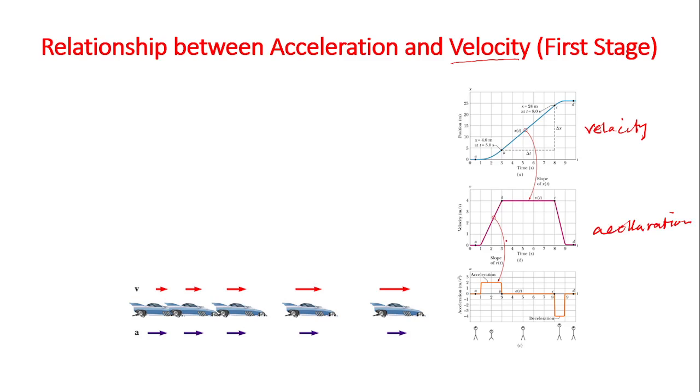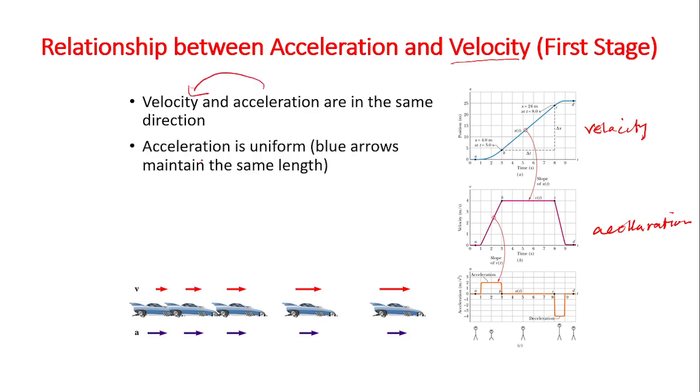So the first thing you need to understand is that velocity and acceleration are in the same direction. Why? Because acceleration depends on velocity. We know that, and both of them are vectors. So velocity and acceleration are in the same direction. Second, acceleration is uniform.